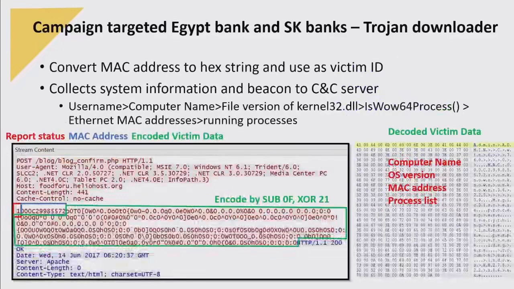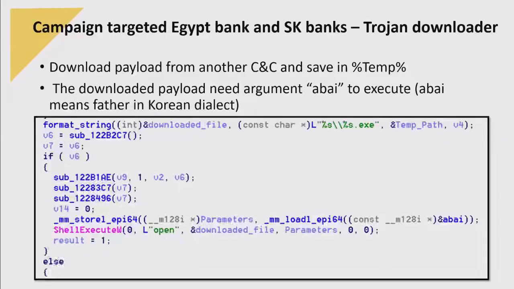After the malware launches, it will retrieve the MAC address of the victim machine, convert the MAC address to a hash string, and use this hash string as the victim ID. You can see it will also collect information like the computer name, Ethernet MAC address, and running processes, and encode this information with a simple sub and XOR and send it to the C2 server. After decoding, you can see here is the plain text that's sent to the C2 server, including the victim data.